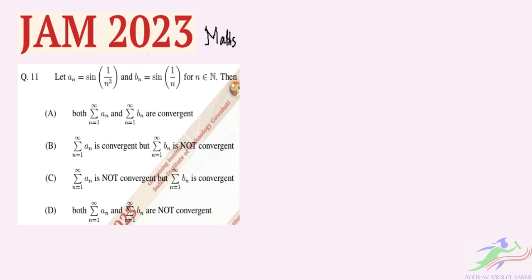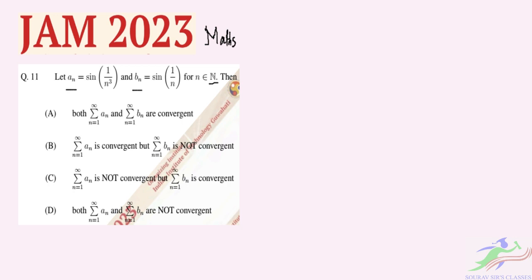It's given that let a_n be the sine of 1 upon n cube and b_n be the sine of 1 upon n, for n belongs to the set of natural numbers. Then we have these four options. Option A: both the sequences a_n and b_n are convergent. Option B: a_n is convergent but b_n is not convergent. Option C: a_n is not convergent, b_n is convergent. And option D: both a_n and b_n are not convergent.